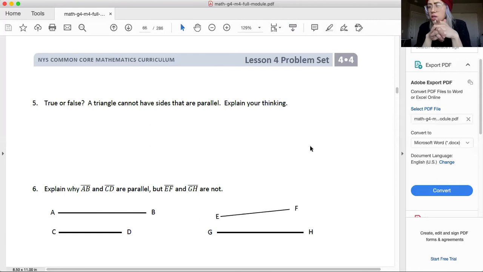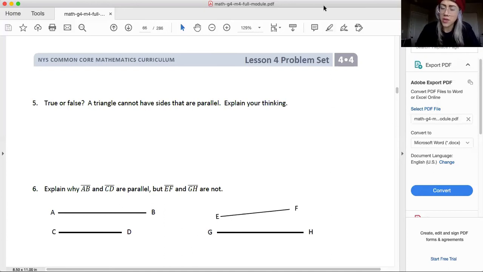If you were paying attention to Dwayne's video, you would actually know this answer. And you're thinking, well, the answer's false then because he said false. No, this is a different question. But if you paid attention, he talked about triangles at the very end. So number 5, true or false? A triangle cannot have sides that are parallel.